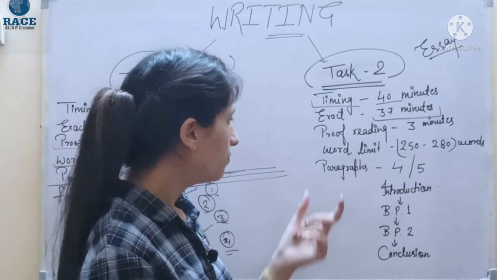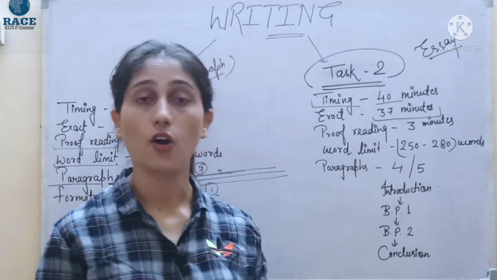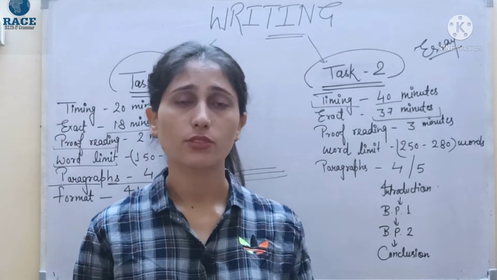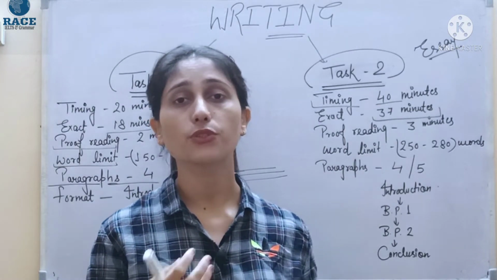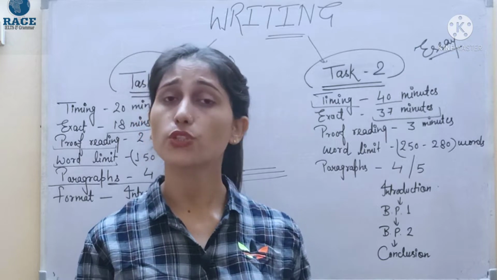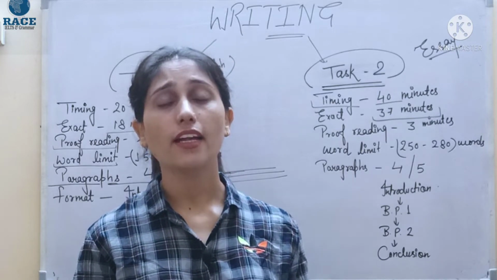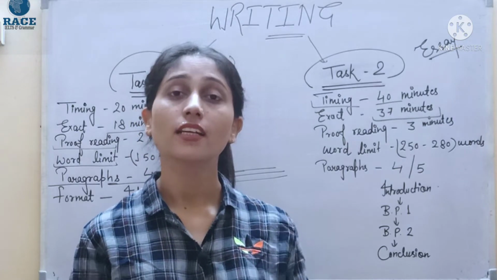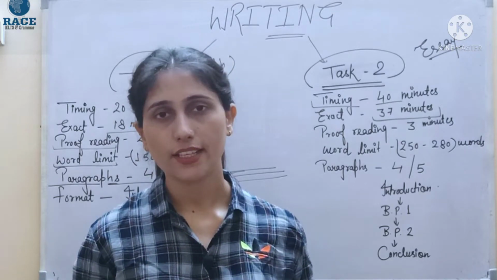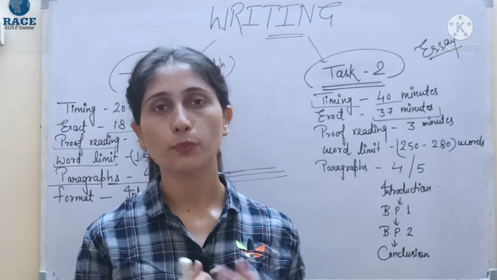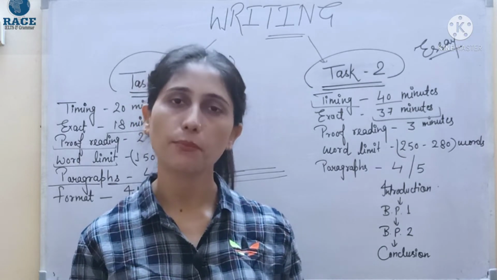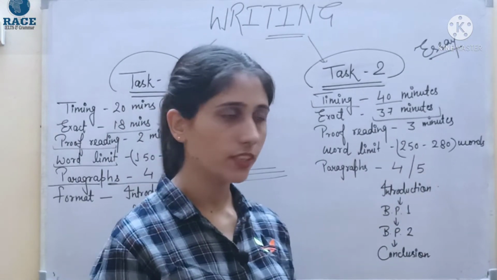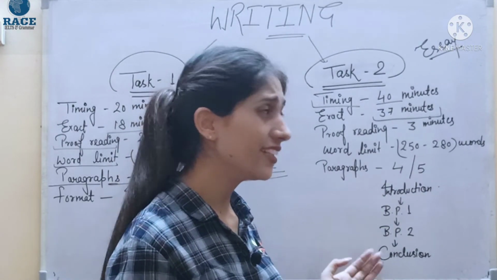So now paragraphs. How many paragraphs are there? Like in this section also the students are really confused whether we should make 4 paragraphs or 5 paragraphs. So I want to tell you that there are 2 types of format in the writing task too. You can frame 4 paragraphs and you can frame 5 paragraphs. How? Firstly, you will frame the introduction, then body para 1, then body para 2, and then conclusion.